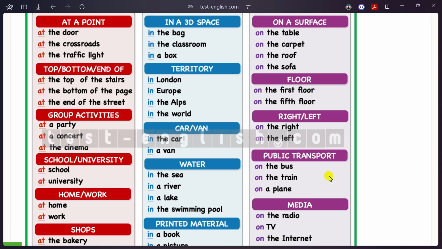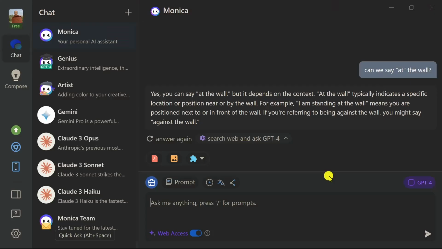Sometimes if you're giving directions, you can say to the right, but then you're going somewhere, it's a different idea. But right and left you can use on the right, on the left. On the right hand, on the left hand. Okay? So right and left.